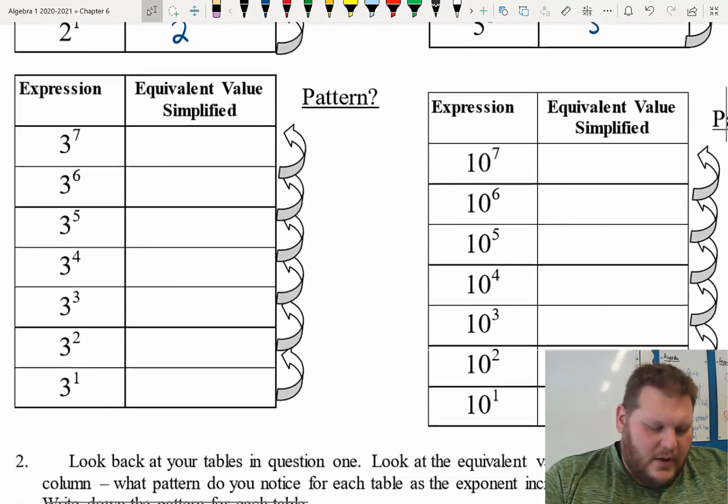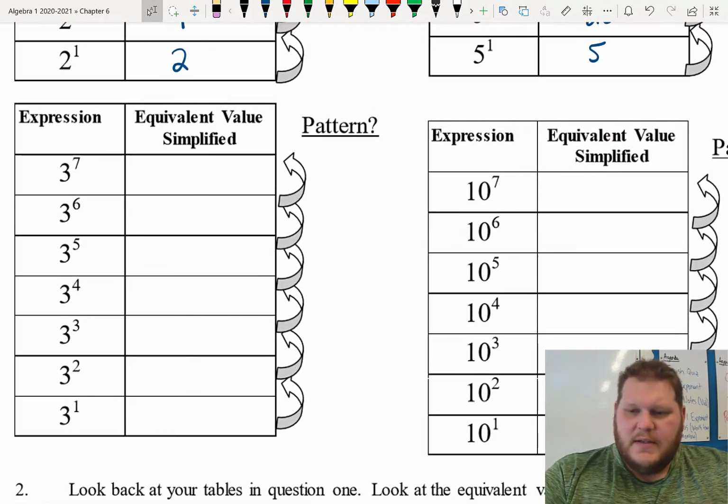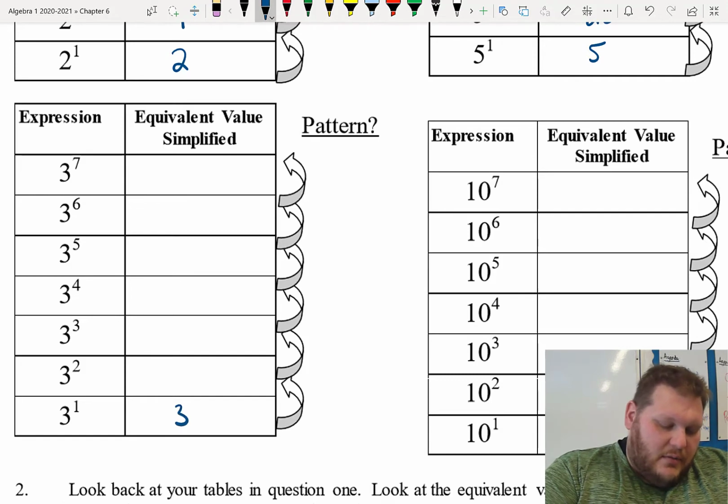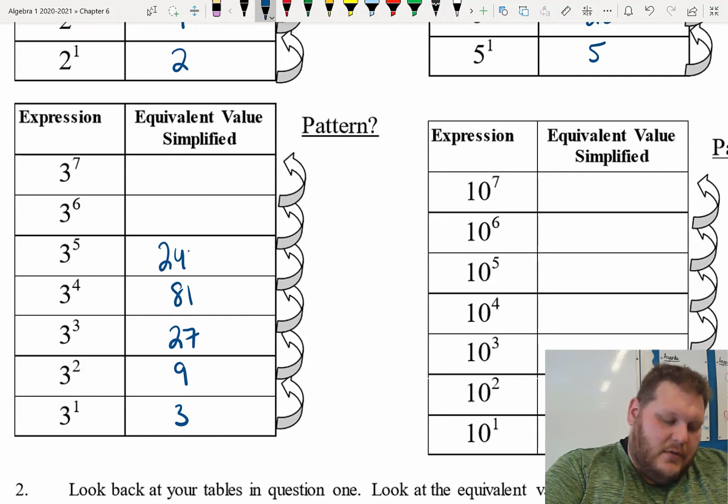We could do it again with the third power if we wanted to. All of these are very straightforward in terms of just evaluating 3 to whatever power on your calculator. So this should be 3, 9, 27, 81, 243, 729, 2,187.